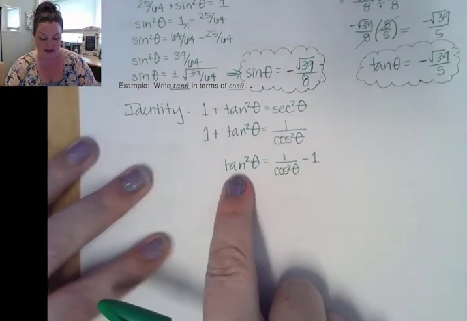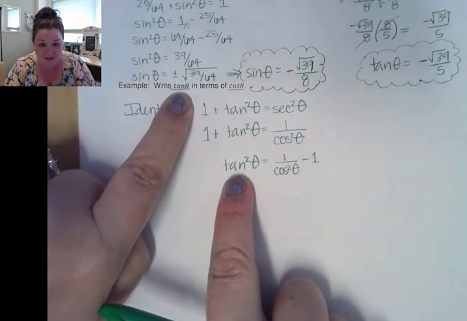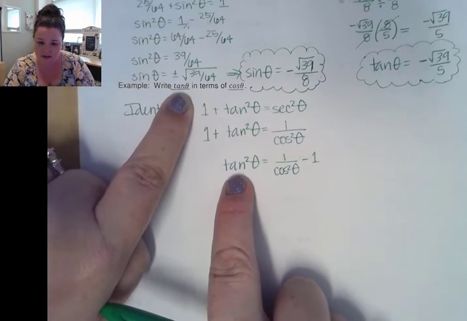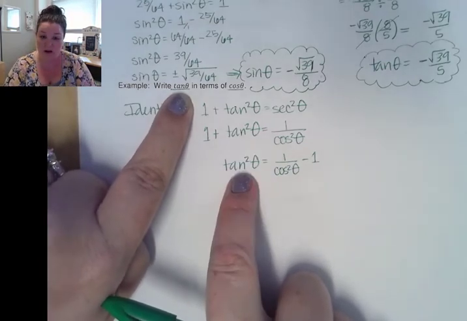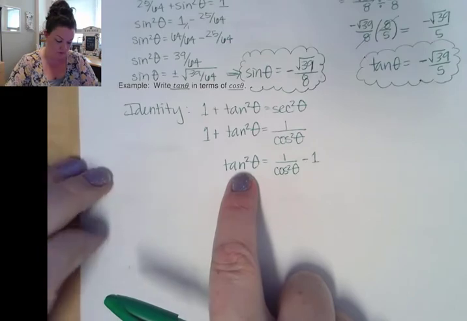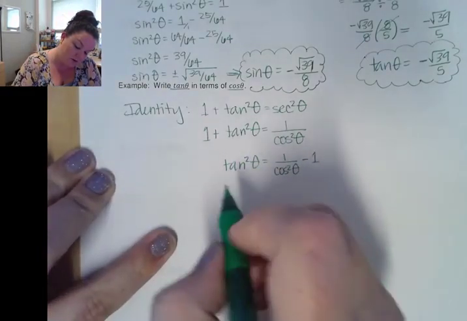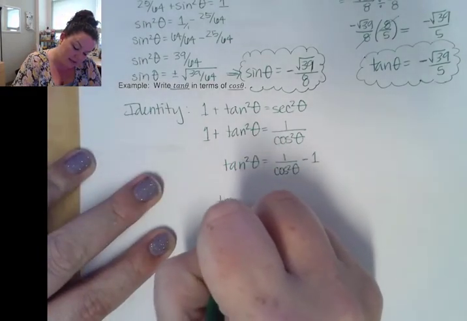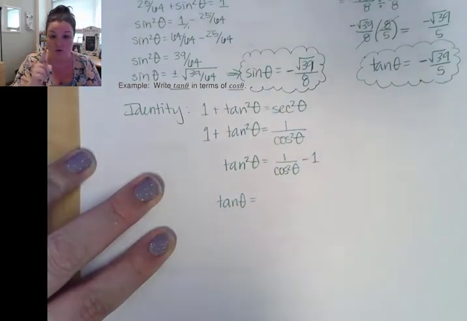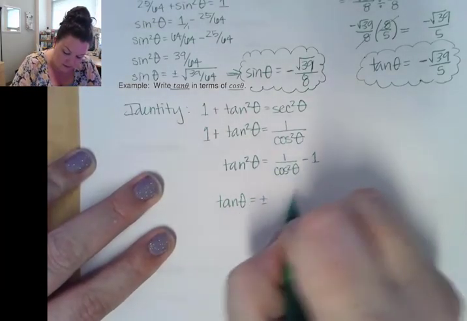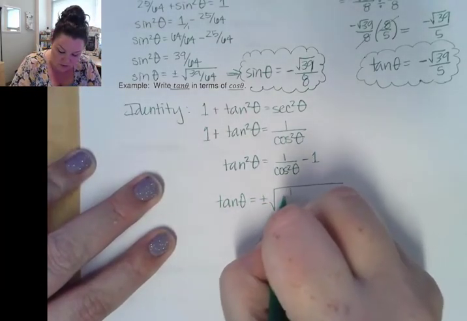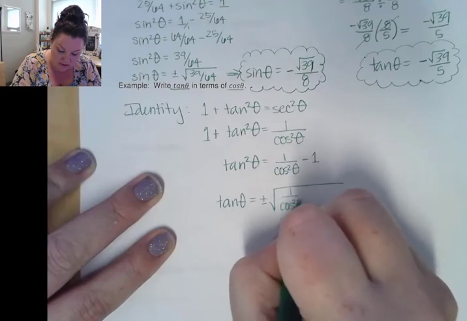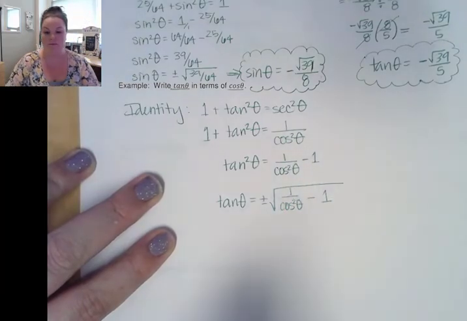Then, again, we want to write tangent theta, not tangent squared theta. So to get rid of that squared, we have to take the square root. If I take the square root of both sides, I end up with tangent theta is equal to, don't forget your plus or minus, the square root of 1 over cosine squared theta minus 1.